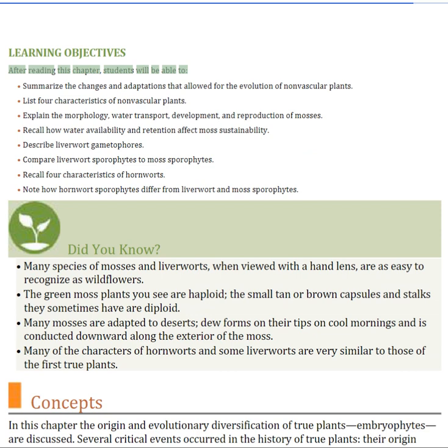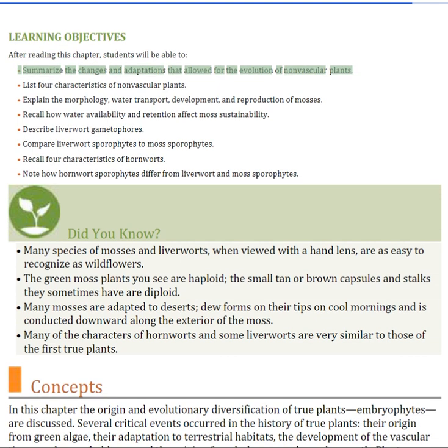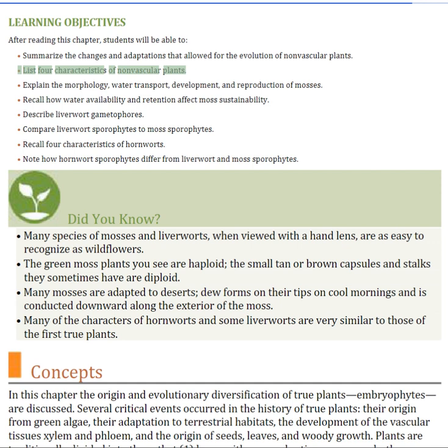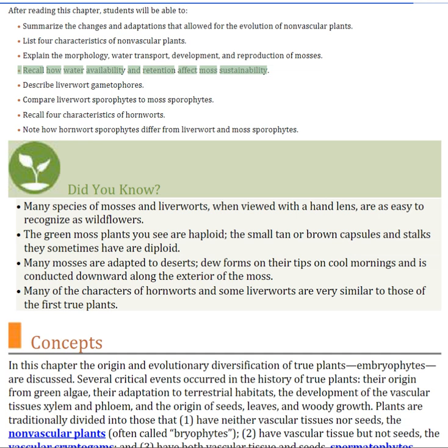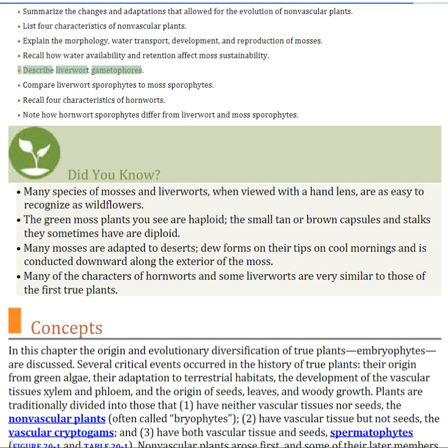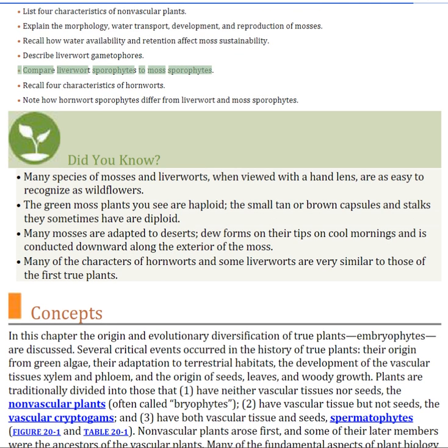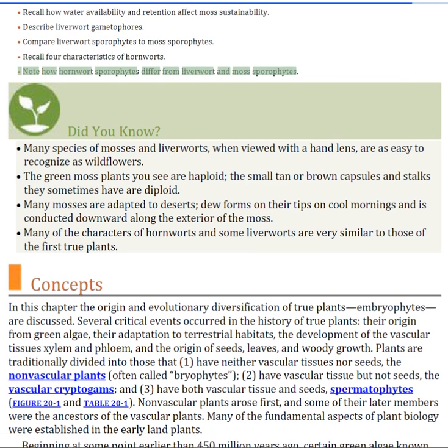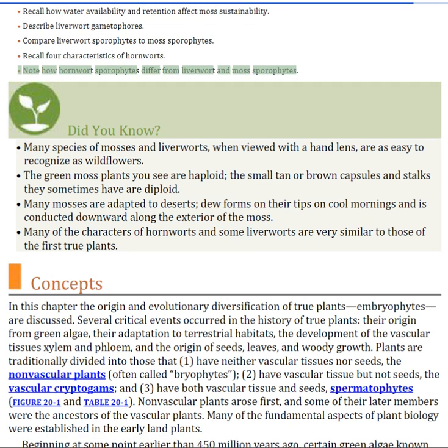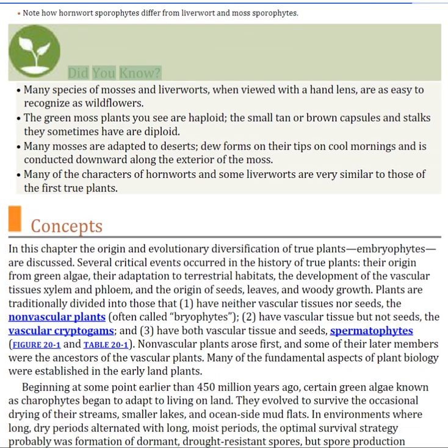Learning objectives. After reading this chapter, students will be able to summarize the changes and adaptations that allowed for the evolution of non-vascular plants. List 4 characteristics of non-vascular plants. Explain the morphology, water transport, development, and reproduction of mosses. Recall how water availability and retention affect moss sustainability. Describe liverwort gametophores. Compare liverwort sporophytes to moss sporophytes. Recall 4 characteristics of hornworts. Note how hornwort sporophytes differ from liverwort and moss sporophytes. Did you know?